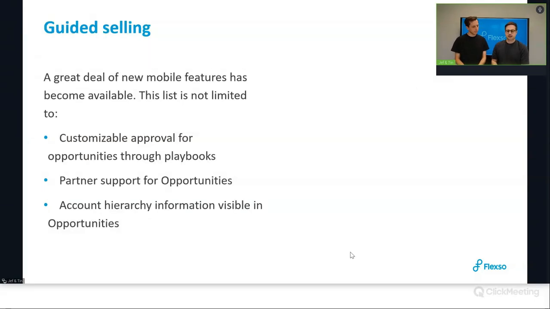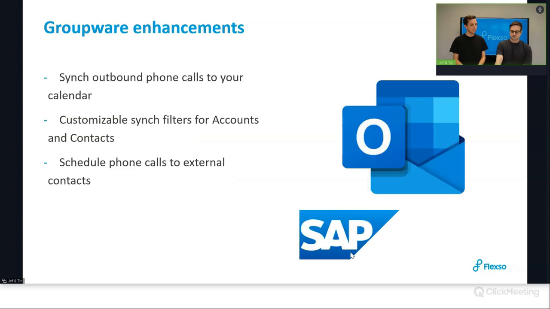Moving on to guided selling, it's also packed with new features. First of all, approval can be customized through playbooks for opportunities. Partners that you have in the system, such as maybe carriers, are supported on opportunities as well, to keep track of all the involved parties in the opportunity object. And furthermore, account hierarchy information has also become available within the opportunity object.